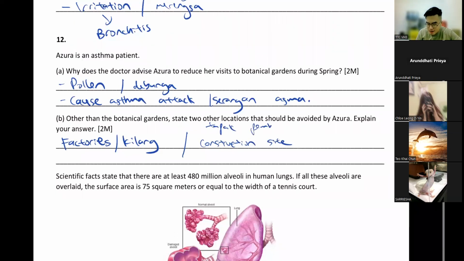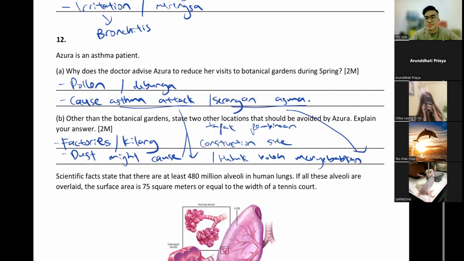Tapak pembinaan. Why? Because they have dust. Dust might cause asthma attack. Okay, habuk boleh menyebabkan serangan asma. Okay, so if you are allergic to pollen, most likely you'll be allergic to dust too. Usually lah, okay, not really, but usually.